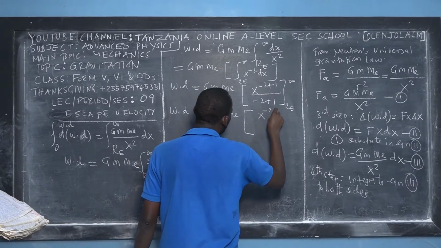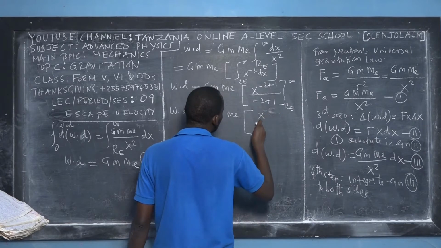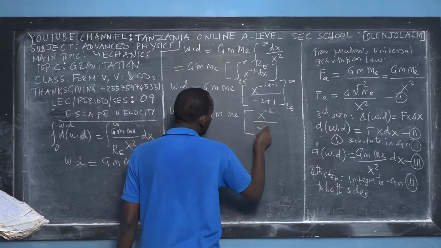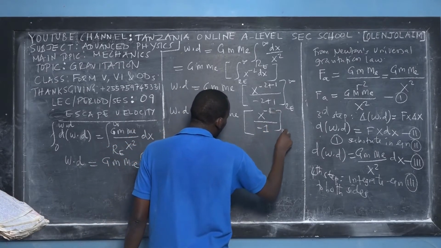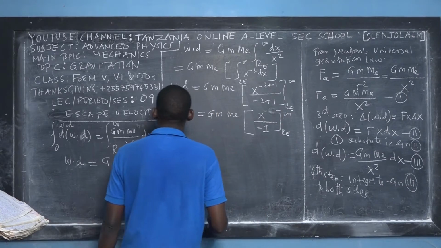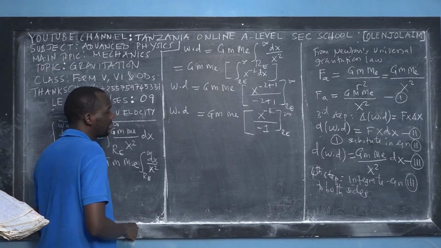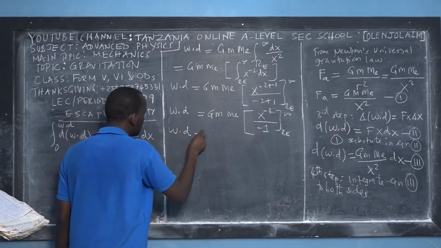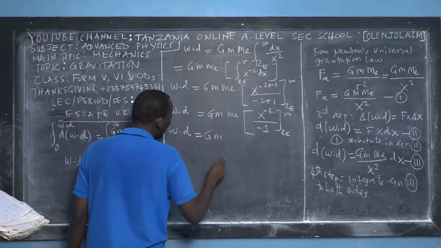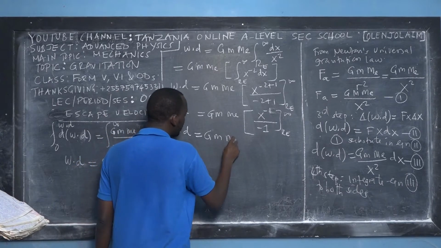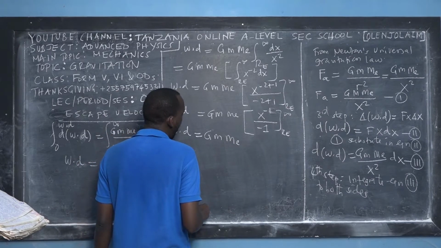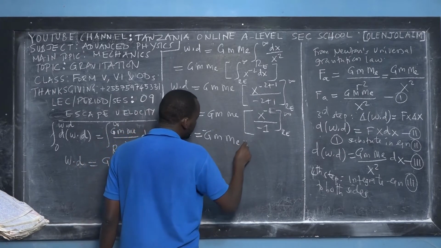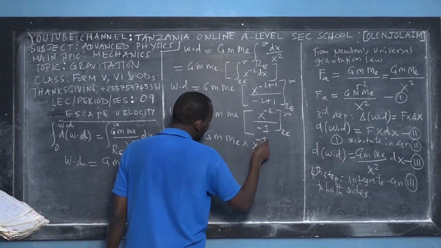x power negative 2 plus 1 is equal to negative 1. Negative 2 plus 1 is equal to negative 1. Then you have RE to infinity. Are we together? Okay. So we say that work done is equal to gravitational constant, mass of the S. And then we have this negative, which will be here. Then it's x power negative 1.